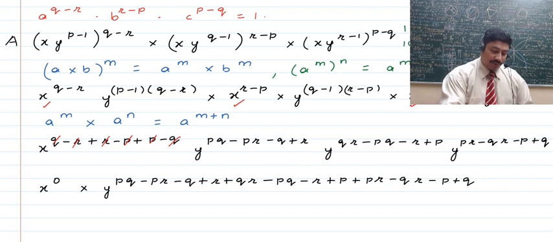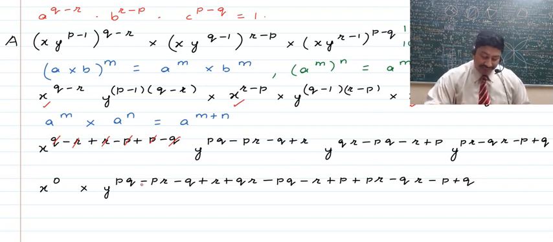So here children, we will cancel off the additive inverses again. So plus pq will get cancelled with minus pq. Then we have minus pr which will get cancelled with plus pr.